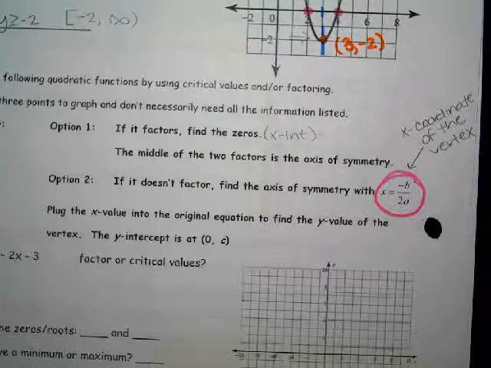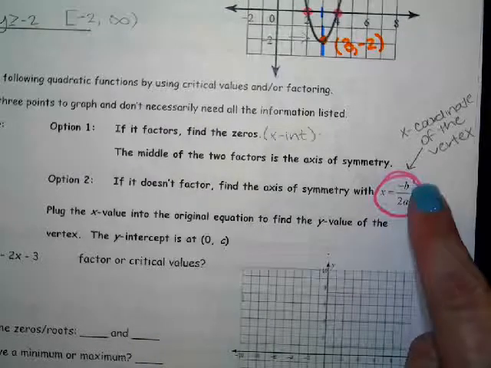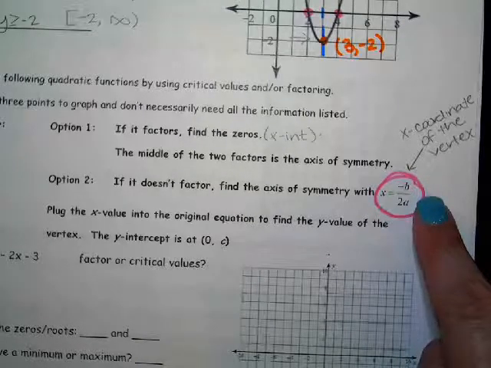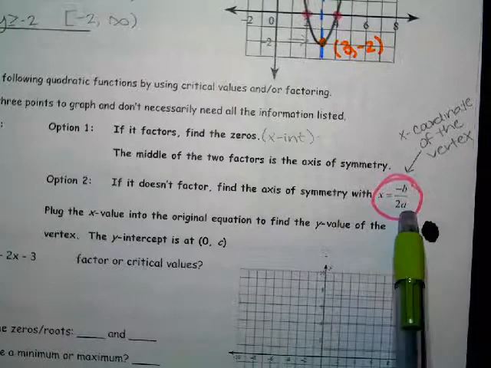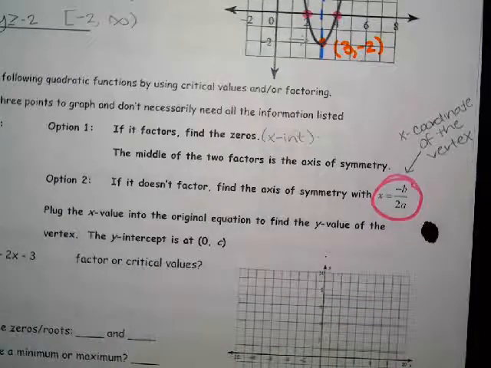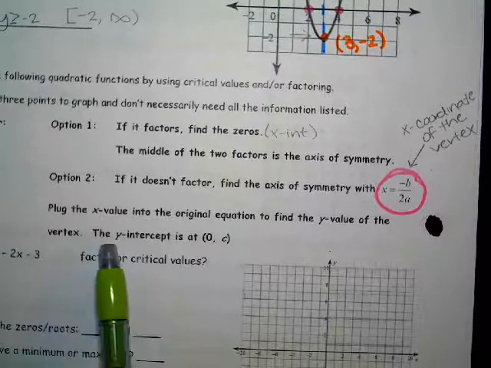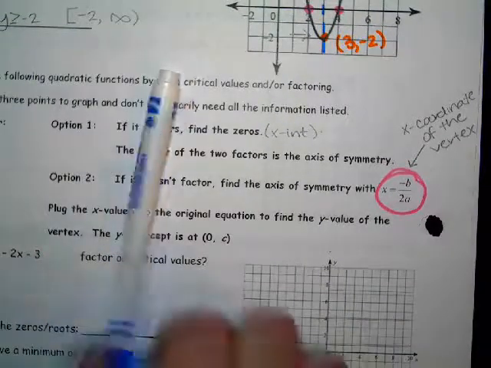Plug it in. Yeah. So once you have the equation in standard form, you know what the b is because that's the middle number, and you know what the a is because that's the first number. You plug them into this little formula, -b/2a, and you get a single number. Then you plug it into the equation and figure out what your y value is. And then the y-intercept is 0, c. We're going to circle that as well. That's another formula we're going to use.